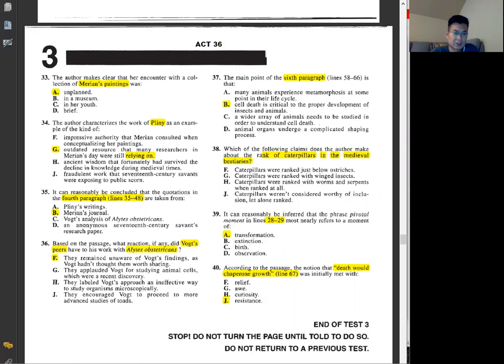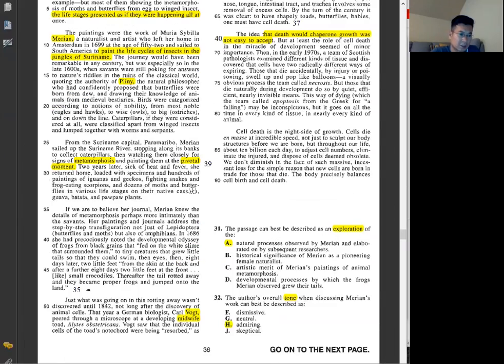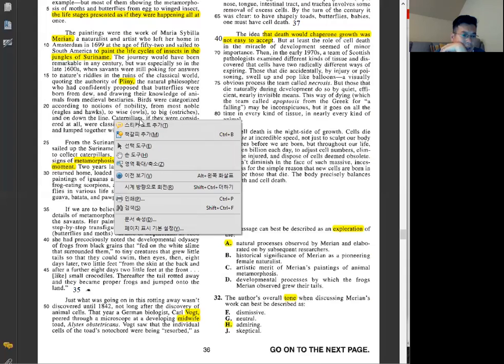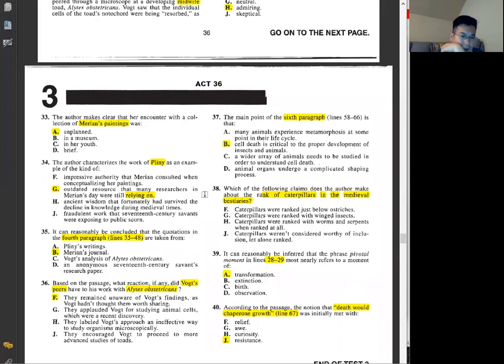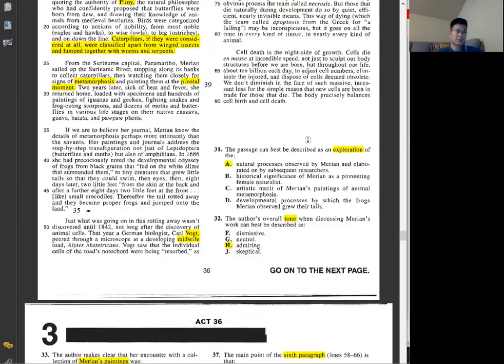The rank of caterpillars in the medieval, that's there. So caterpillar, let me see, caterpillar. Oh yeah, line 22. Caterpillars, if they are considered at all, are classified apart from the winged insects and lumped together with worms and serpents. So that's why that's H. So that's it for these two passages.